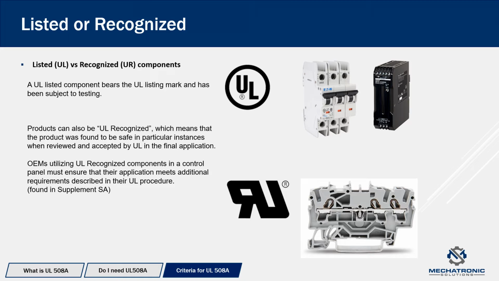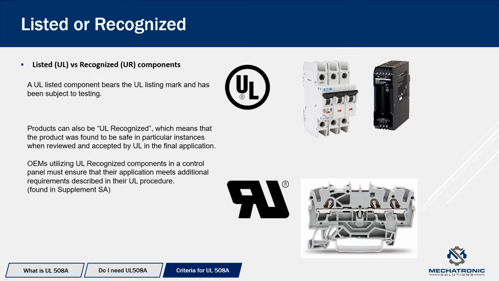A listed component is going to bear that UL logo with the circle around it, and these are the devices that have actually been tested and confirmed, certified for use in industrial control panels and many other electrical installations. But we can also use recognized components. Products can be UL recognized, which means they were tested or found to be safe in particular instances. And so those are going to be reviewed and accepted by the final application.